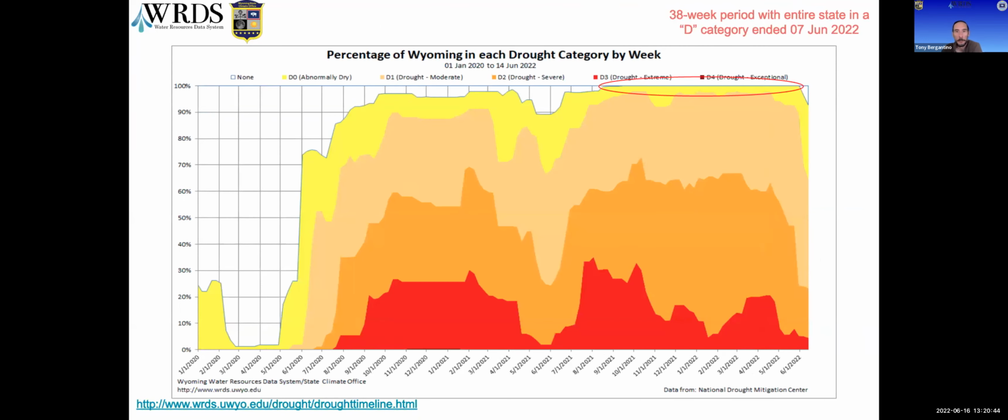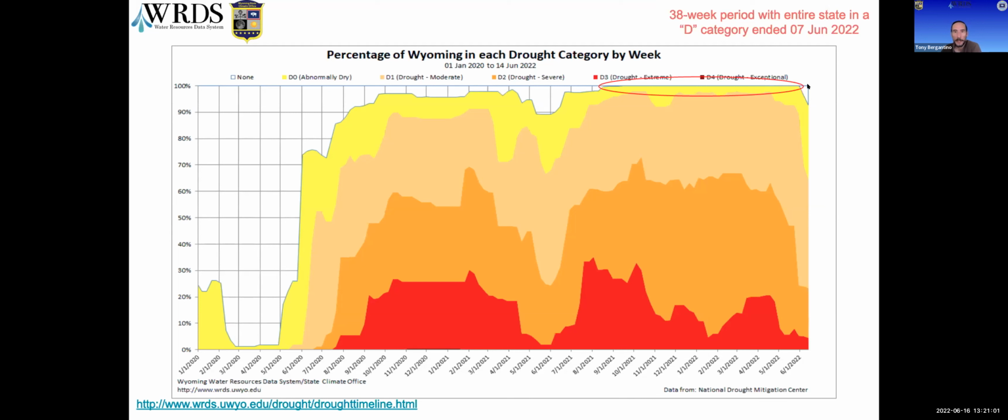And this is a zoom in on the previous timeline, showing conditions from the start of 2020 to the present. And we have some areas now where there's no drought category, which finally ended about a 38-week run where the entire state had some D category designation.